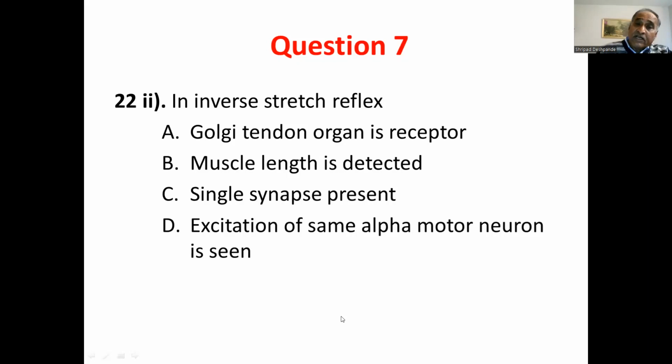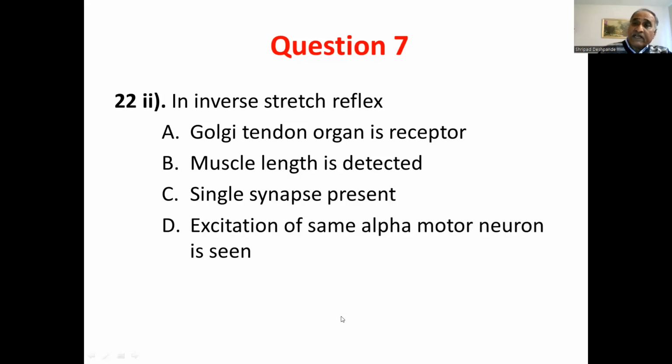Golgi tendon organs are present in the tendons. These are spray nerve endings, or the spray receptors, and they detect the force generated by the muscle. If the muscle contraction is too much, then they will send impulses through this Golgi tendon organ, and they are carried by the fiber 1B.